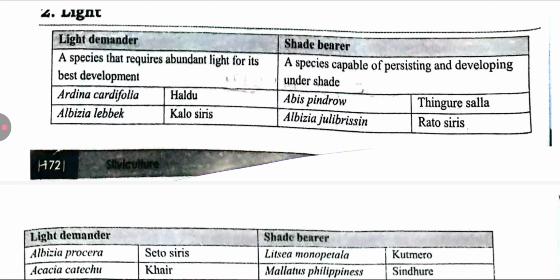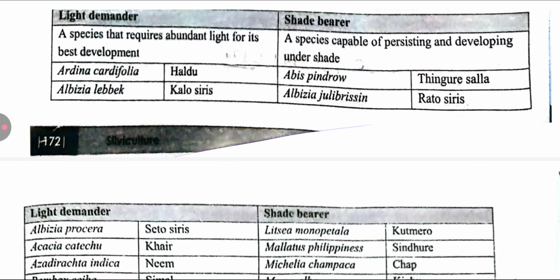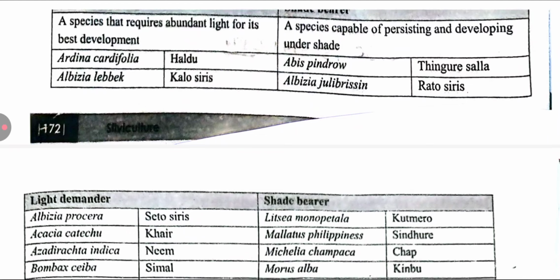And second, light. Light demander: all species that require abundant light for best development. Shade bearer species: all species capable of persisting and developing under shade.